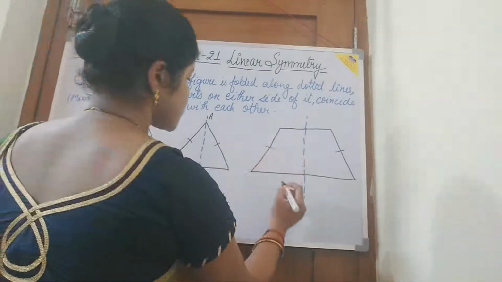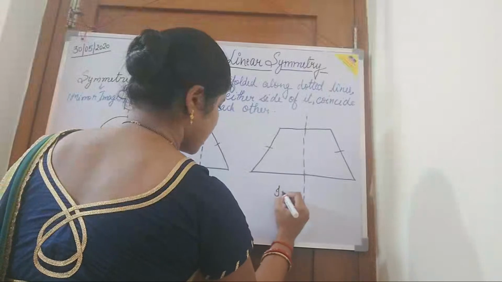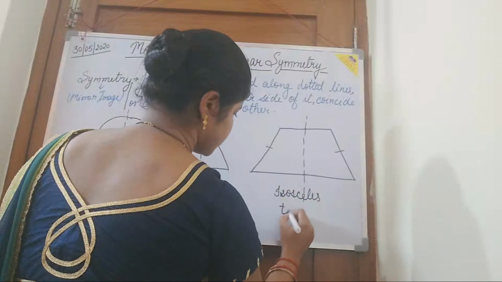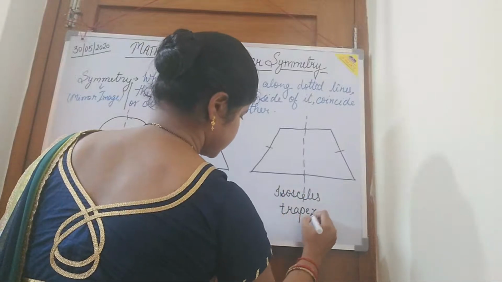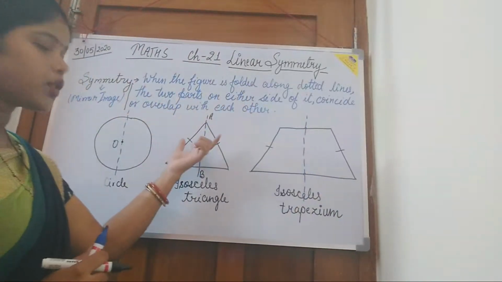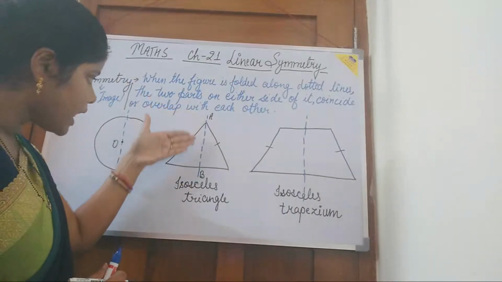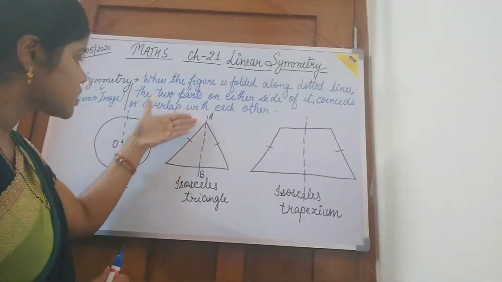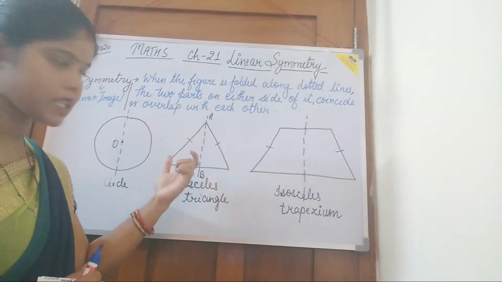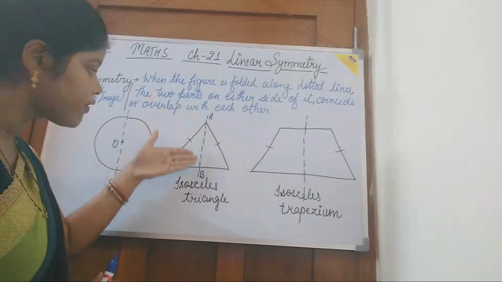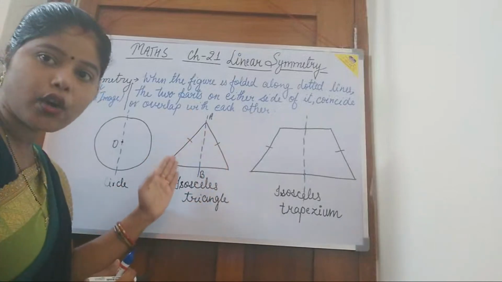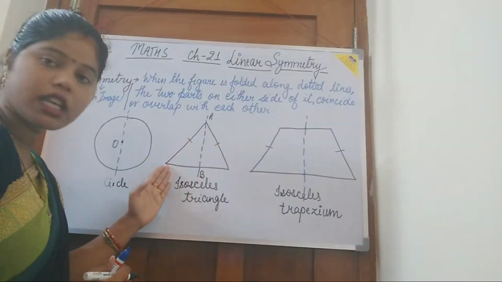So here in this figure is an isosceles trapezium. In an isosceles triangle, two of its sides are equal and we draw a line of symmetry, this dotted line, which divides the isosceles triangle into two equal, identical parts. So this one shows the symmetry of an isosceles triangle. When we fold it, the two parts exactly overlap and coincide with each other.